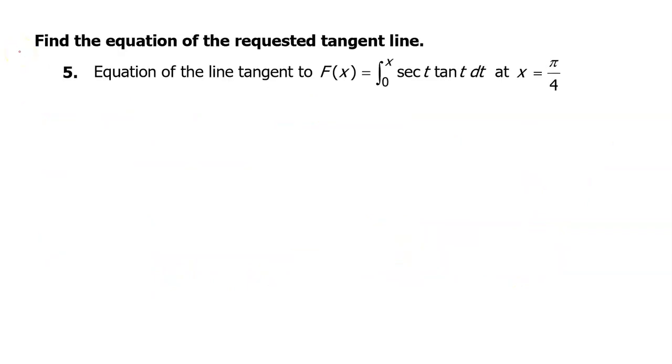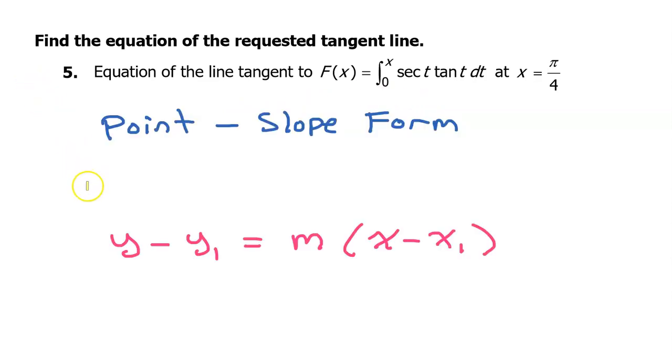For the next two problems, we are asked to find the equation of the tangent line for an integral defined function. This will work just like it did first semester with a regular function. Whenever they ask us to find the equation of a tangent line, we like to use point-slope form, which looks like this. This reminds us that all we need is a point and the slope.